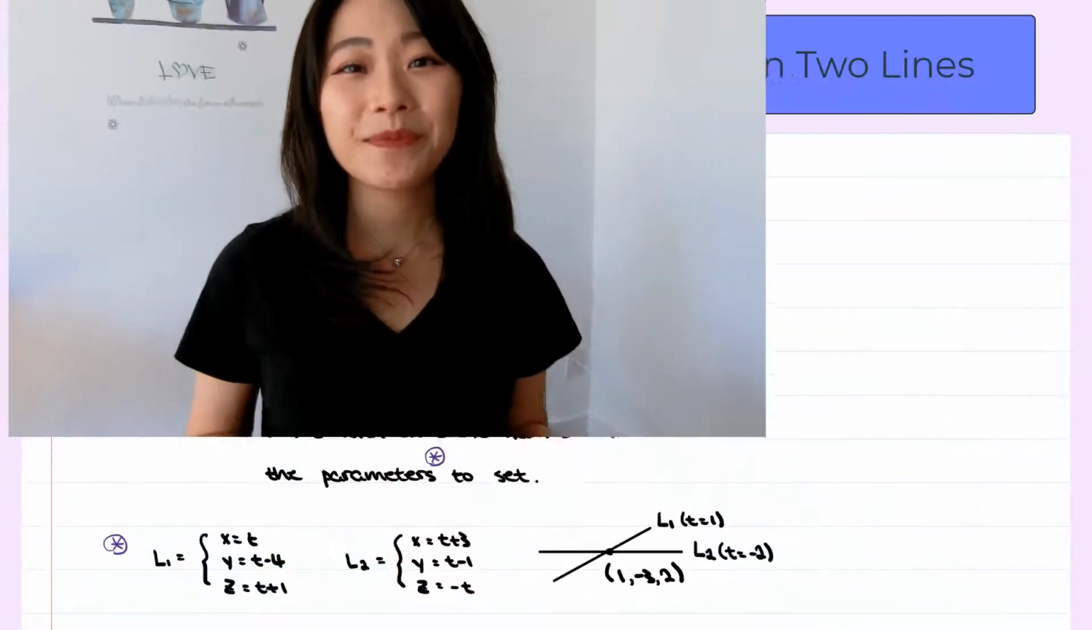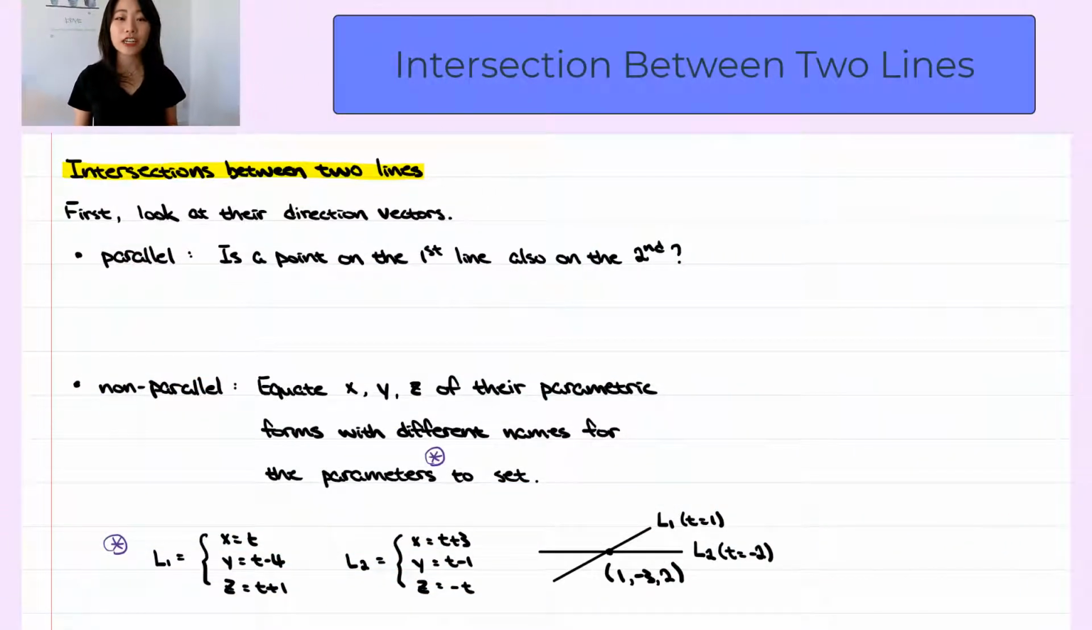In the previous lecture, we learned lines and planes in R3. If you haven't watched the video, I'll put the link up there. In this video, we are going to continue to talk about lines in R3. We are going to talk about intersections between two lines.